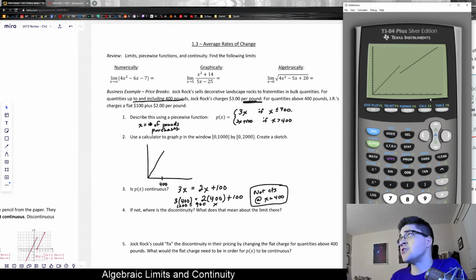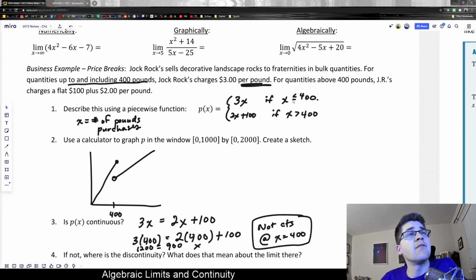Then all of a sudden it jumps to $2 a pound plus a flat 100. And once it surpasses 400 pounds, it's going to be less of a slope, $2 per pound instead. And again, we know that this is going to be a solid point, and this would be an open point, just based on the greater than and less than symbols in our function, because that was what we were told. And we know it's discontinuous because, we've already skipped ahead, but we could also see from the graph.